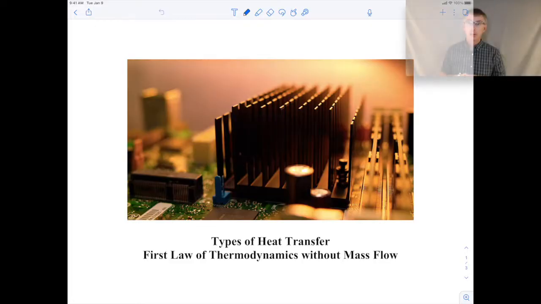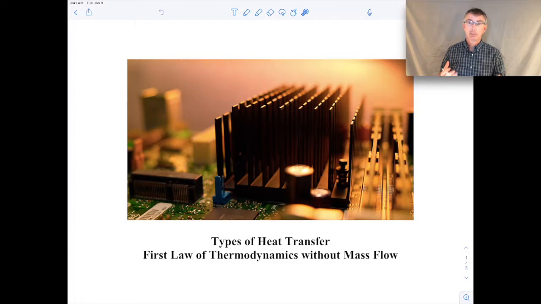Welcome to this video lecture on types of heat transfer and the first law of thermodynamics without mass flow. If you look at your screen, you'll see a picture of a heat sink on a microprocessor. So this structure here, where you have these vertical metal fins on top of this base plate, is mounted on top of typically a CPU or GPU that's underneath it. And the purpose of it is to transfer heat from the CPU or GPU.